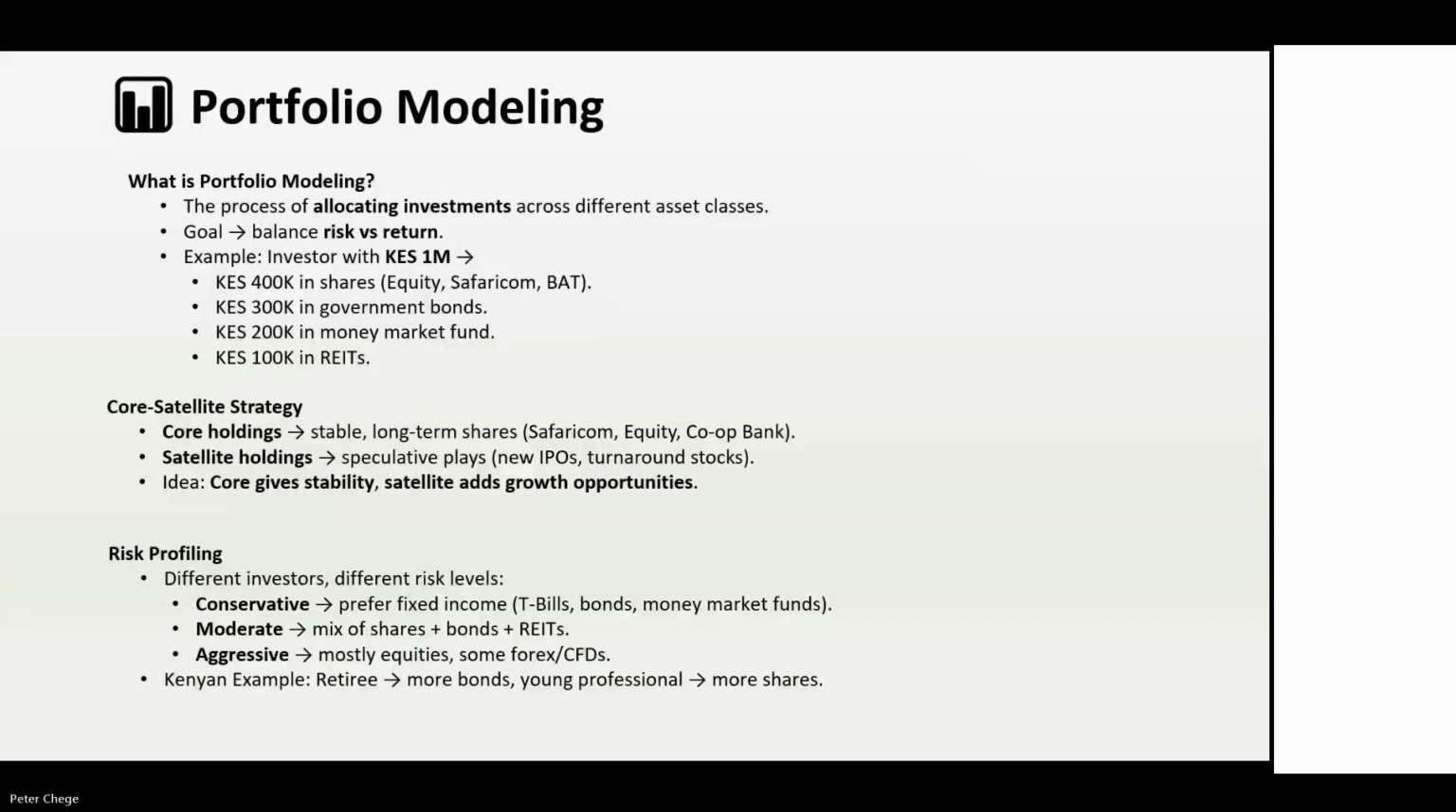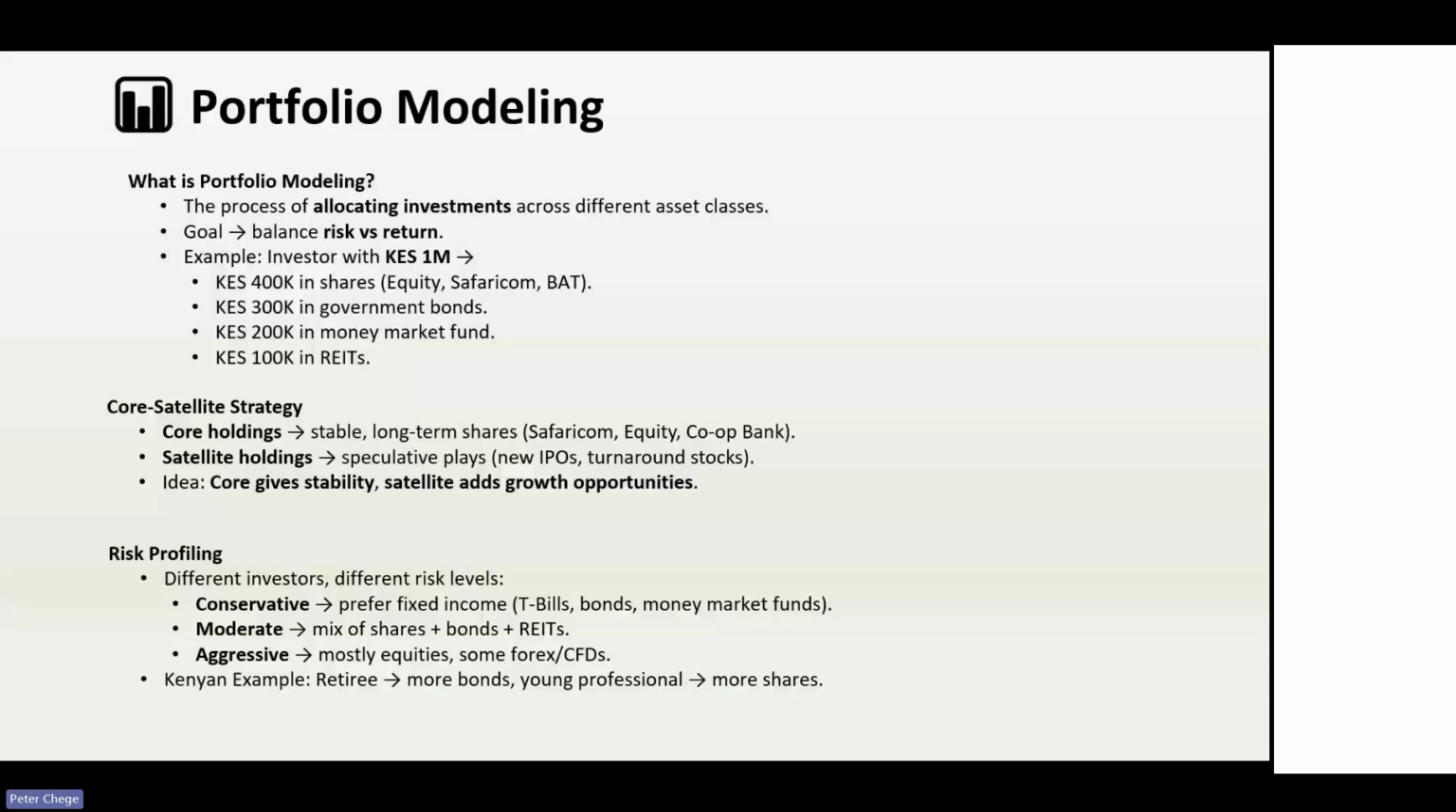Portfolio modeling. This is the process of allocating your investment across different asset classes. When investing in capital markets, you come across the word asset classes. These are products that are sold in and regulated by capital markets. The goal here is to balance your risks and returns. Remember, the higher the returns, the higher the risks. The lower the returns, the lower the risks.